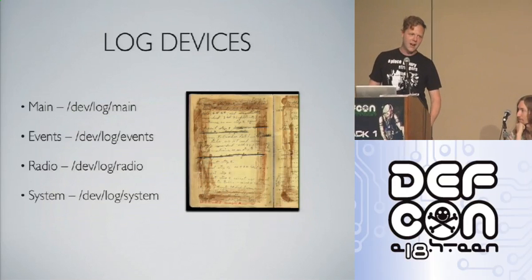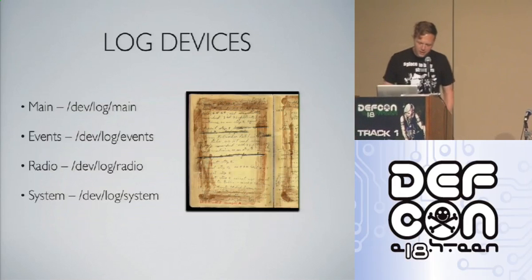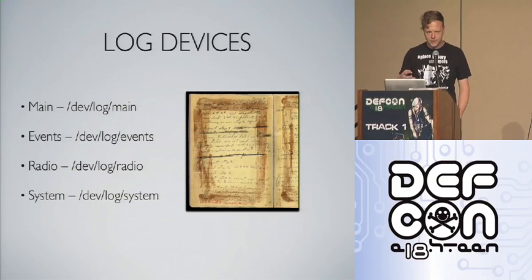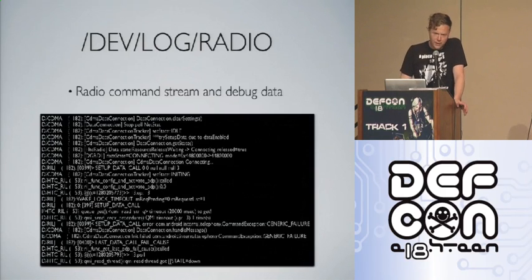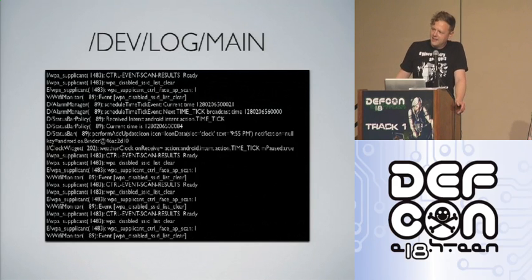There are actually four different log devices available on a typical handset. Up until 2.2, there were three, and now we've seen the appearance of a fourth in 2.2. Devlog events is not the main application debug log. It's supposed to be for diagnostic events typically used by integrators or people working on the core system. Devlog radio carries a lot of radio command stream data, and also some interesting events about registering and unregistering from networks. And devlog main is where your typical Log.d, Log.e, whatever output from an application is going to go.